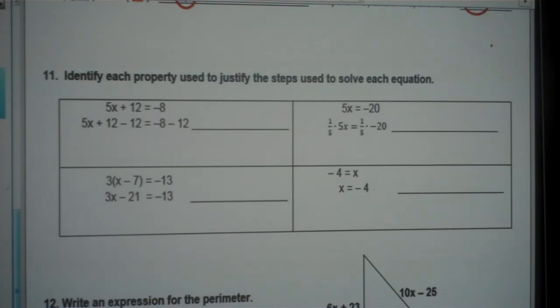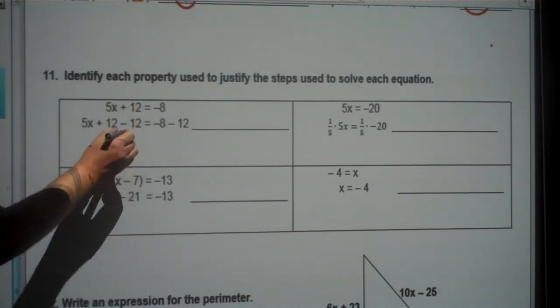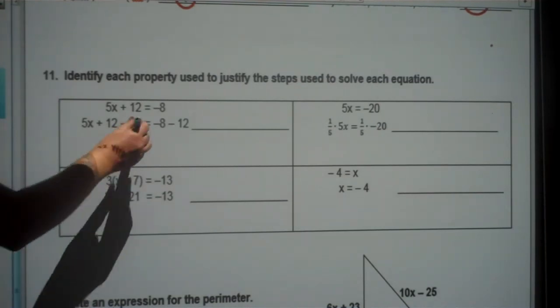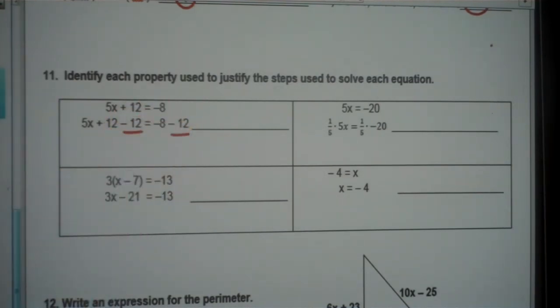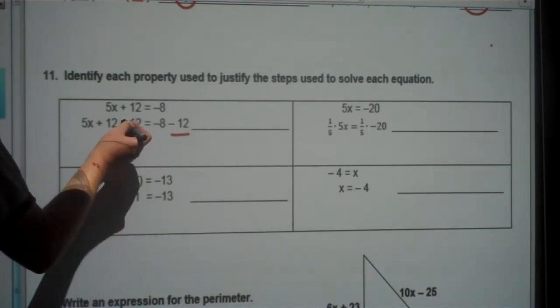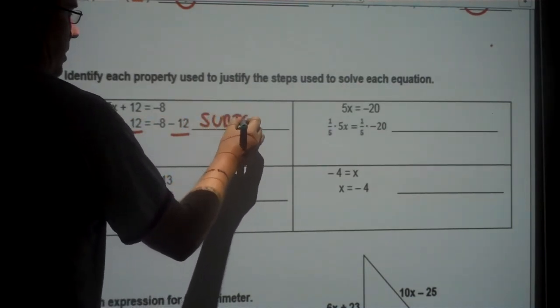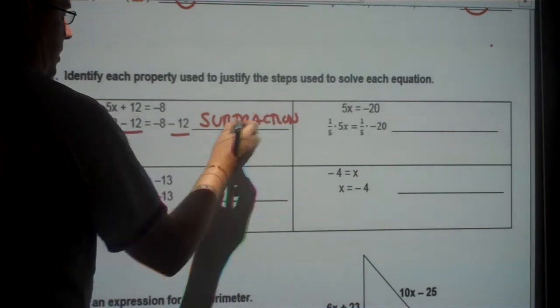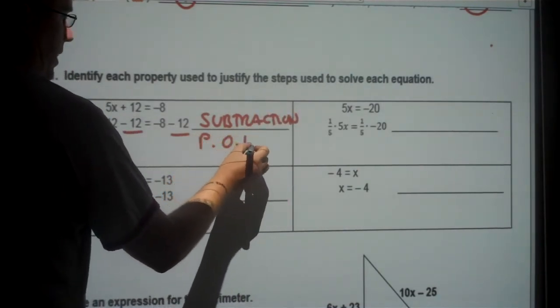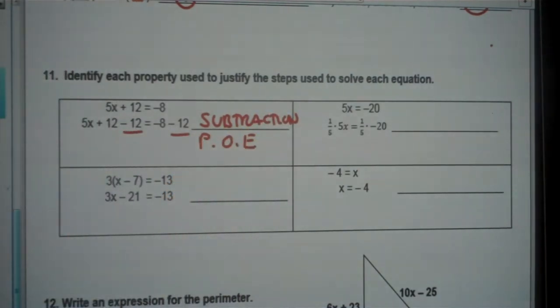Then we're going to start justifying the steps for each one. So we're going to look to see what happens. So I started with 5x plus 12, and then this negative 12 appeared. And actually on this side, negative 12 appeared as well. So when we do the same thing to both sides, we say that's the property of equality. And we just have to see what we did. This was subtraction, because you can see the negative here. So this is the subtraction property of equality, and I don't want to write out the whole thing.